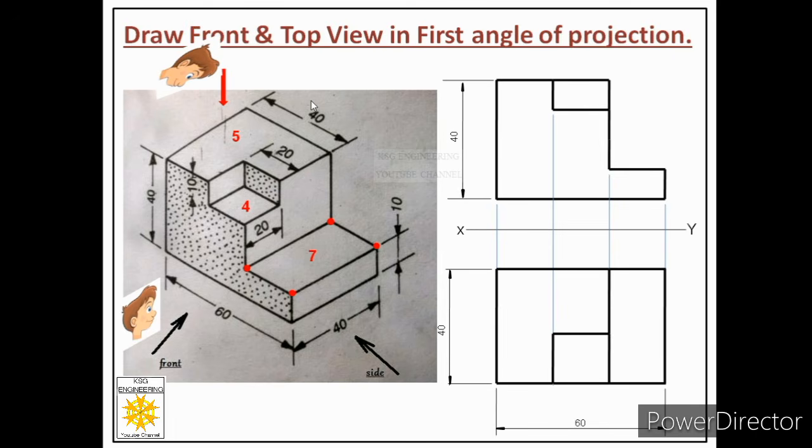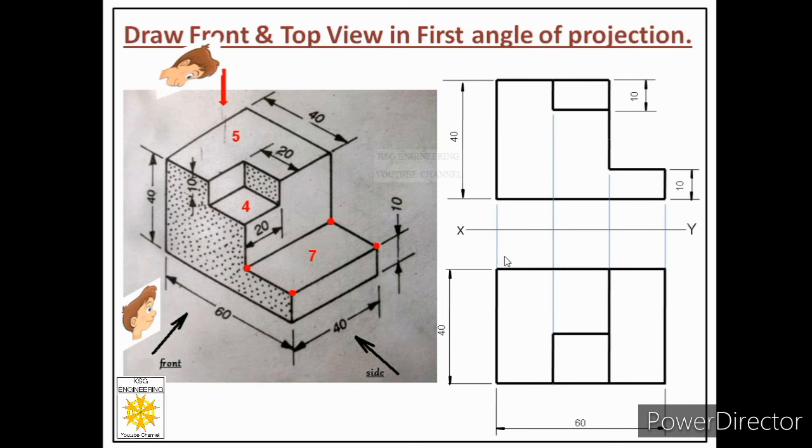So how many height dimensions are left? We have placed 40. Now the next height dimension is 10 millimeters here and 10 millimeters here. So let us place these two dimensions. So over here, from these 2 points, we'll draw continuous thin lines and we'll place 10 millimeters. Then from these 2 points, we'll draw continuous thin lines and we'll place 10 millimeters. So now we are done with all the height dimensions.